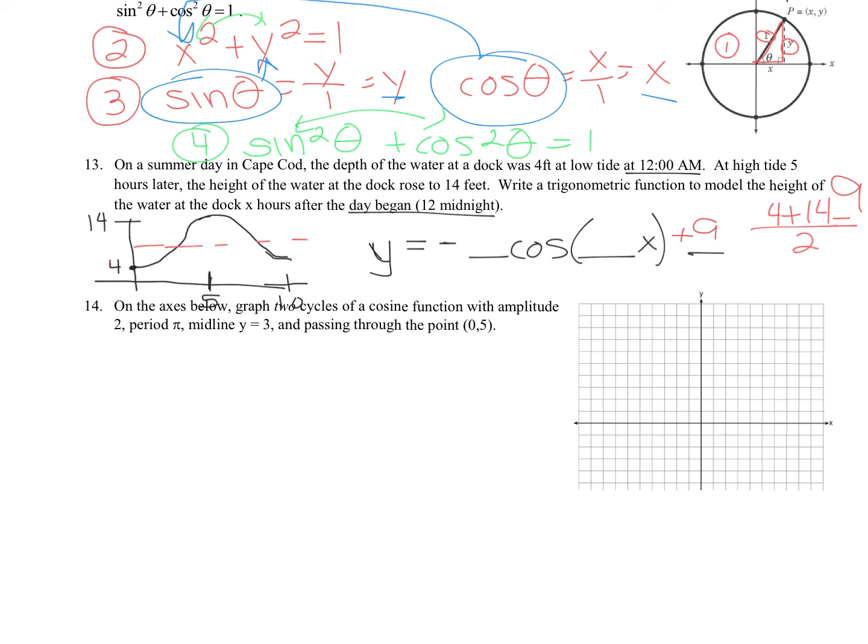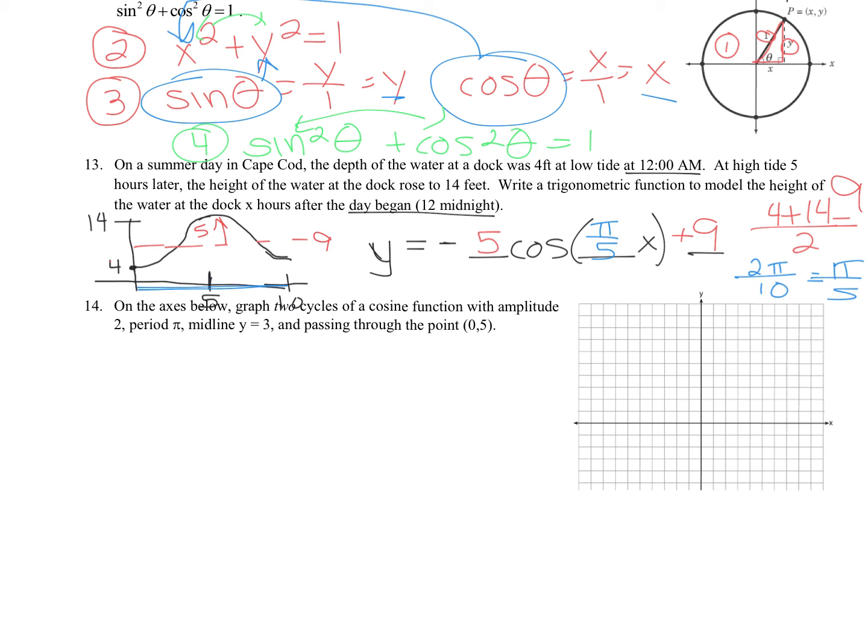That's our midline. From the 9, we go up 5 to get to the maximum. So I'm going to put a 5 here. That's the amplitude. And then the period here is 10, right? 10 to complete the cycle. So we do 2 pi over 10 to get the b value. So that's pi over 5. And that's what goes right here.